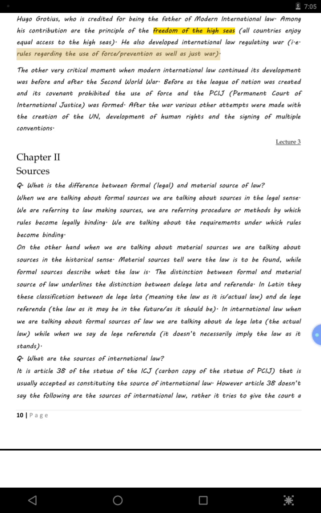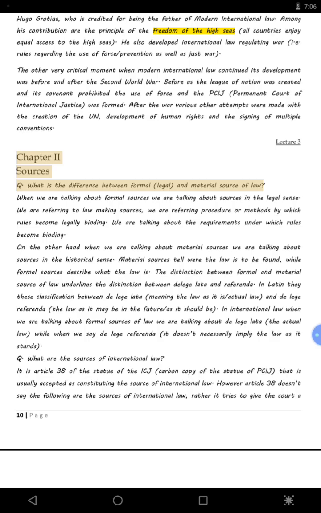The other very critical moment when modern international law continued its development was before and after the Second World War. Before, the League of Nations was created and its covenant prohibited the use of force, and the PCIJ, the Permanent Court of International Justice, was formed. After the war, various other attempts were made with the creation of the UN, the development of human rights and the signing of multiple conventions.